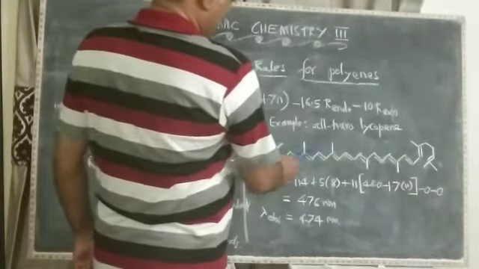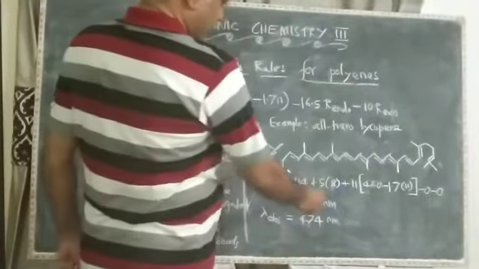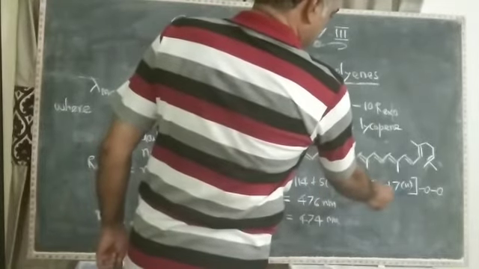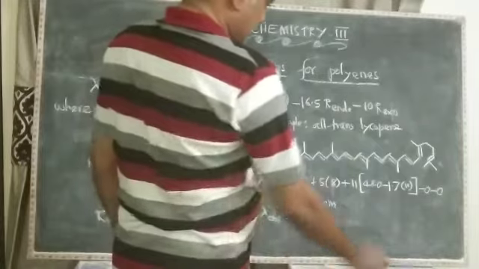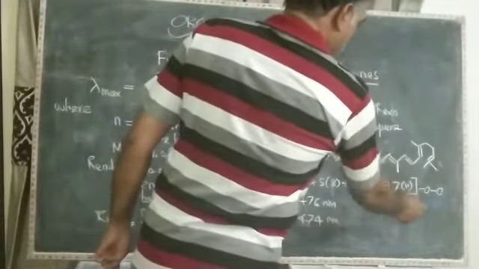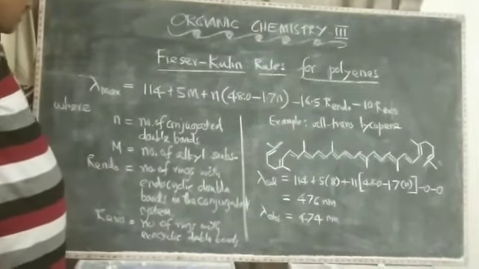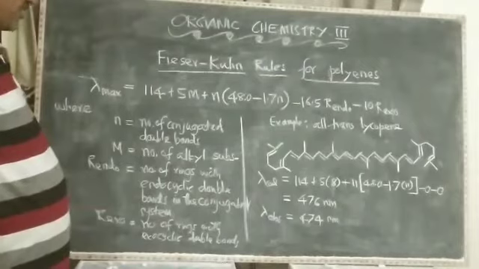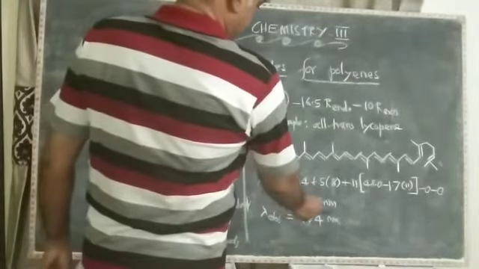1, 2, 3, 4, 5, 6, 7, 8 plus 11 into 48 minus 1.7, 11. The 11 represents the number of conjugated double bonds, minus 0 minus 0. The R endo and R exo are zeros because there is no ring with endocyclic or exocyclic double bonds. The value is calculated to be 476 nanometer.